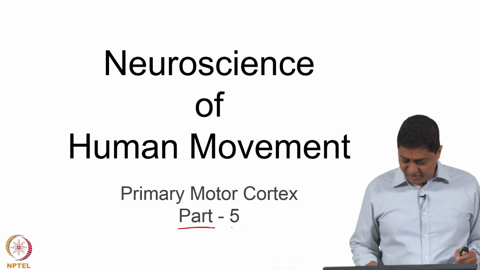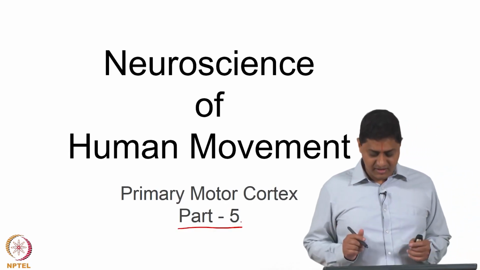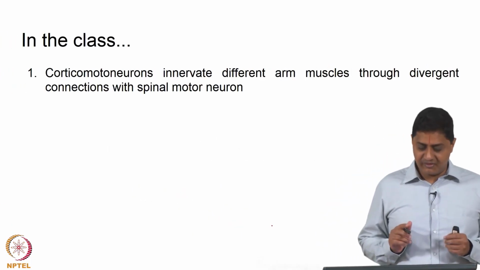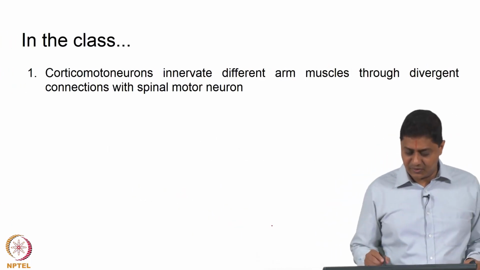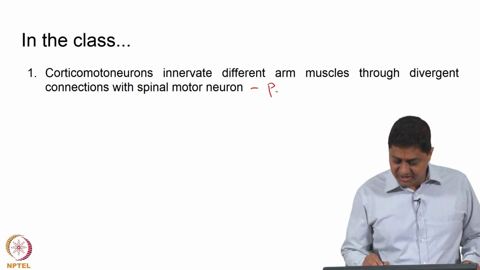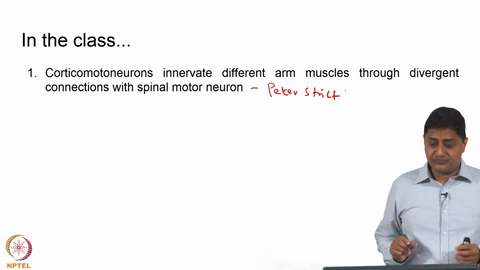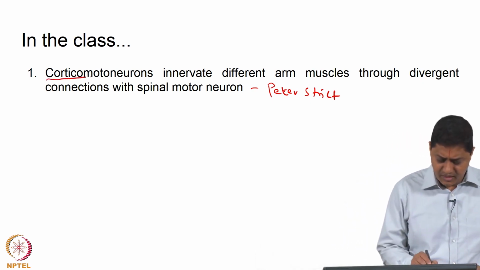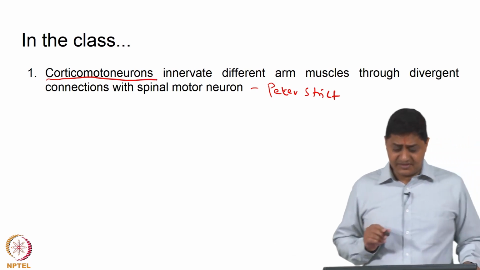So, welcome to this class on Neuroscience of Human Movement. This is part 5 of the discussion on primary motor cortex. Today's class we will exclusively be focusing on the work of Peter Strick, where a group of neurons called corticomotor neurons. What are these? We will have to discuss what this is.